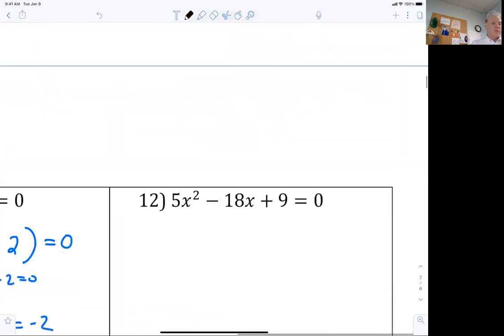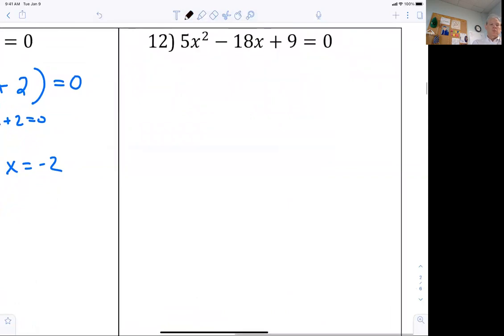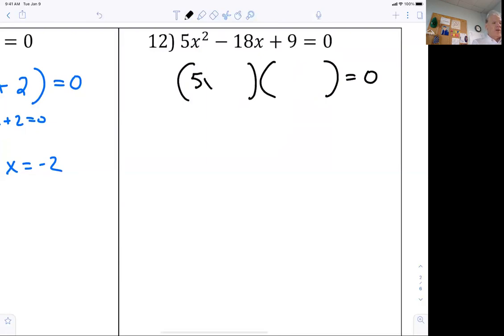All right, let's check out 12. All right, so again, I'm just trying to factor. Say it again. 5x minus 3 and x minus 3, of course, we'll check. -3, -15 makes -18. So that is correct. All right. And so now we say the solution is x equals 3/5 or x equals 3. Yep.